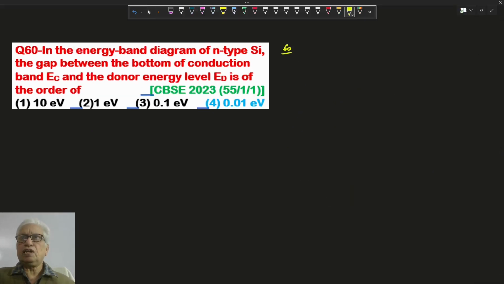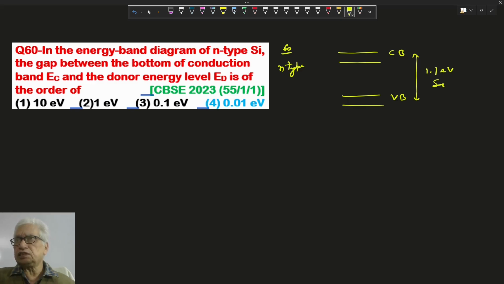Hello, in this question, N-type semiconductor, this is the conduction band and valence band. The gap between them, valence and conduction band, is 1.1 electron volts for silicon and 0.72 for germanium. But if we add doping by pentavalent donor atoms, here the donor energy level is set just below the conduction band by a smaller gap, 0.01 electron volt. That is why only 0.01 electron volt energy is sufficient to make the electrons jump from the donor energy level to the conduction band. Have to learn it. So the option here is 4.